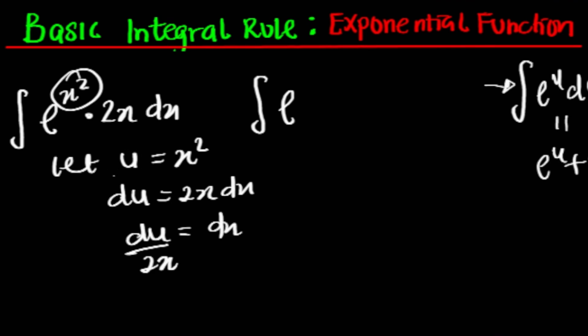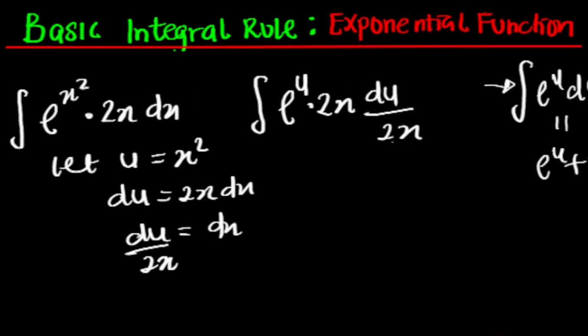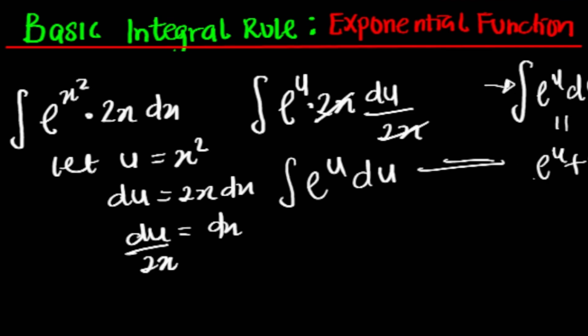Coming back to this question, I'm going to have the integral of exponential x squared, which is actually u, because x squared is u. So I'm going to put u, then multiply by 2x, then my dx is du over 2x. In that scenario, if you look at this, you cancel 2x, then you are left with the integral of exponential u du, which is exponential u plus c.